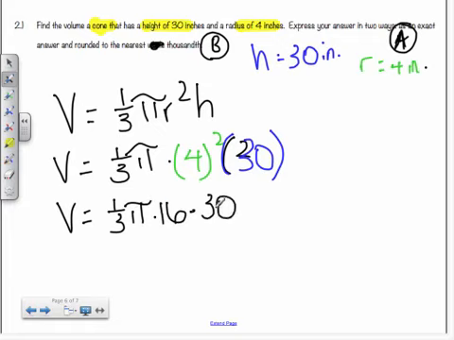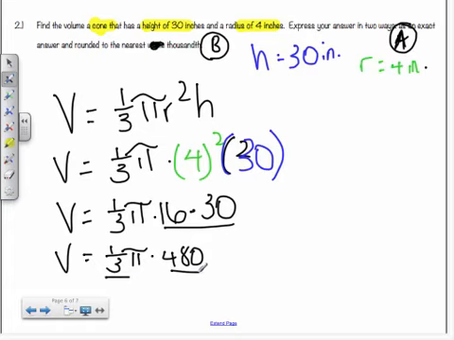Okay, and then I'm going to go ahead and figure out what 16 times 30 is. So I get volume equals 1/3 pi times 480. All right, I haven't figured out what all of the numbers are without the pi when I multiply it together. So I'm going to multiply 1/3 by 480. When you're just taking a third of a number, you're basically dividing it by 3. So go ahead and divide 480 by 3, see what you get.